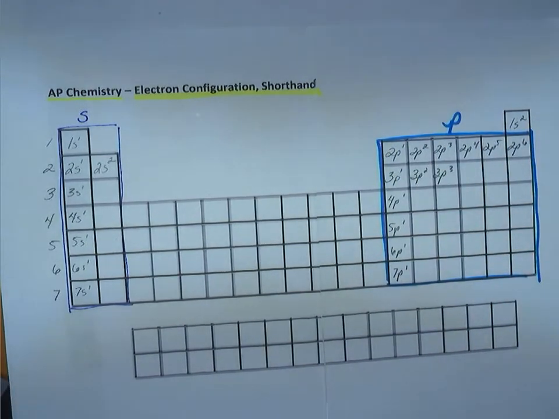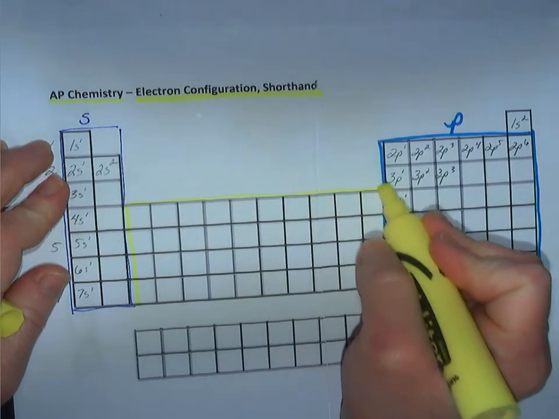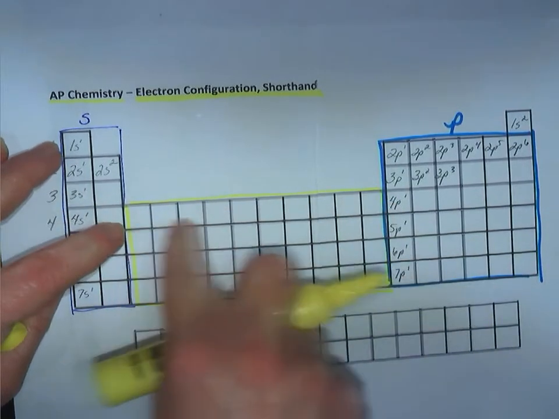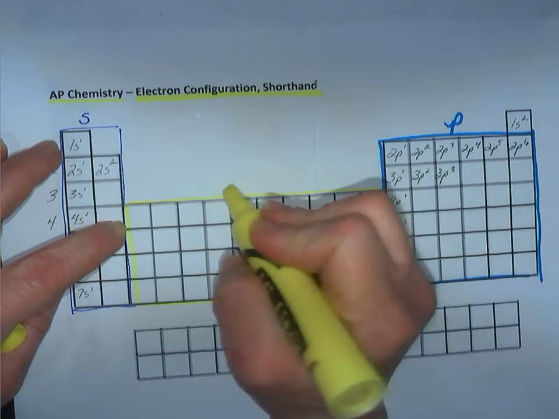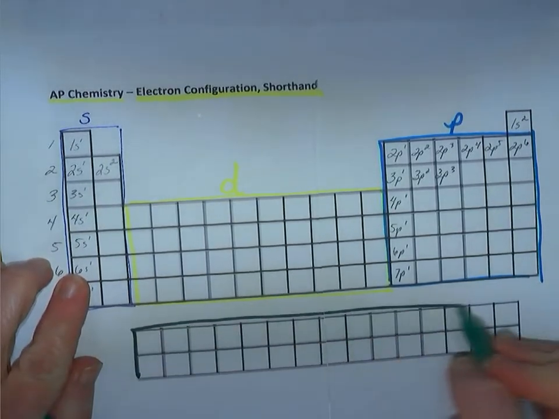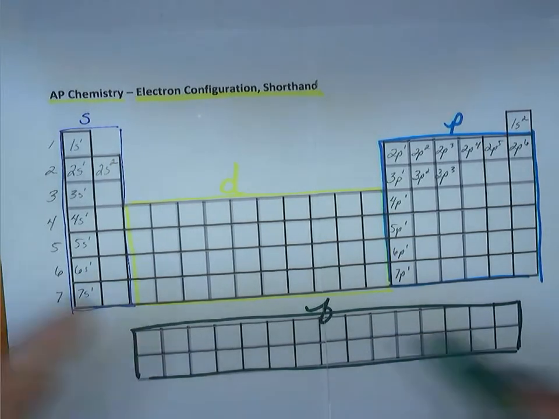All right, well, let's look at this middle section here. So what block could this be? Well, if we count, we have 10 elements from left to right. And that, of course, is the d block for the d sublevel. And then the ones at the bottom are 14 from left to right. And that, of course, is our f block. 14 elements, 1 for each of the electrons that the f sublevel can hold.